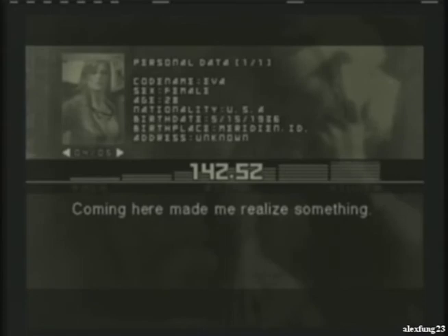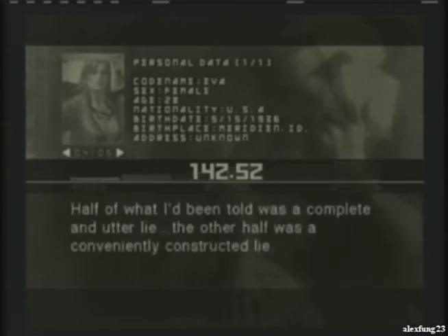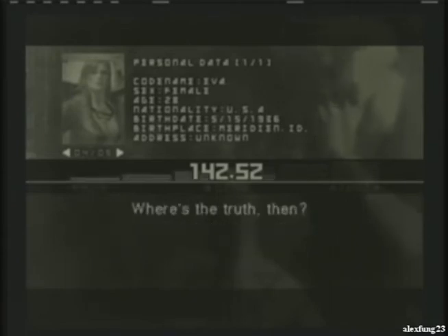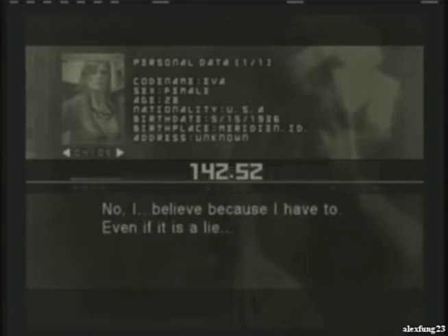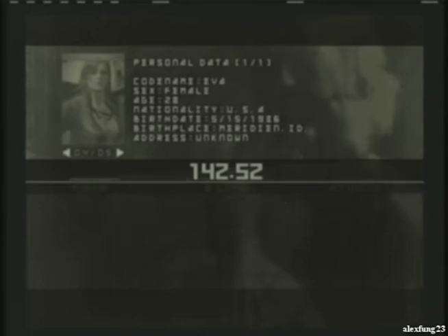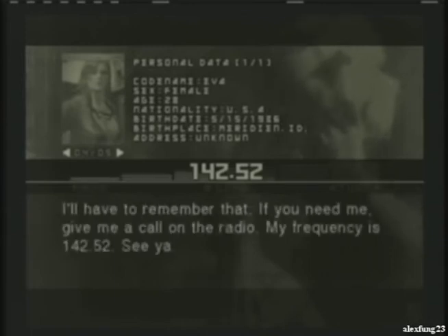Coming here made me realize something. Half of what I'd been told was a complete and utter lie. The other half was a conveniently constructed lie. Where's the truth then? It's hidden in the lies. Are you lying too? Who knows? I've been trained to make even the most severe falsehood sound like the honest truth. Weren't you? No. I believe because I have to, even if it is a lie. That's part of my mission. I'll have to remember that. If you need me, give me a call on the radio. My frequency is 142.52. See ya.